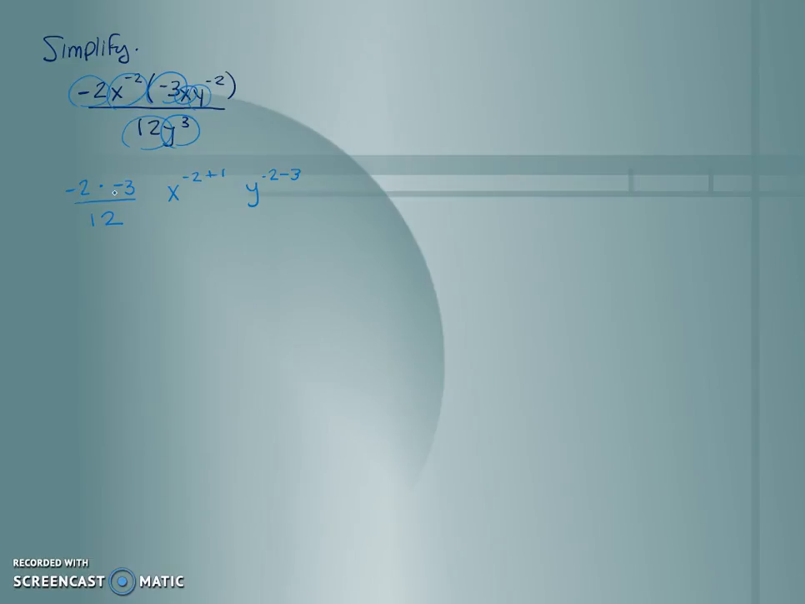So negative 2 times negative 3 is 6 over 12, which is also equal to 1/2. We'll come back and fix that in a second. Then we have x to the negative 1, and we have y to the negative 1, 2, 3, 4, 5. And finally, we can combine that all. We have 1/2, that x is on the bottom, and our y to the 5th is also on the bottom, so we have 1 over 2 times x times y to the 5th, and that's our final answer.